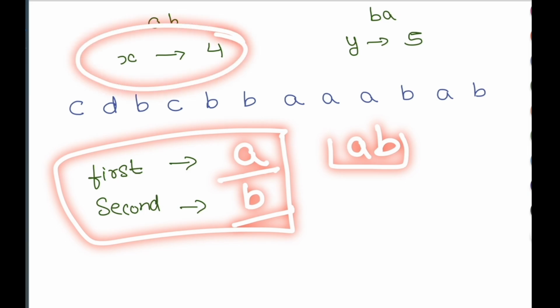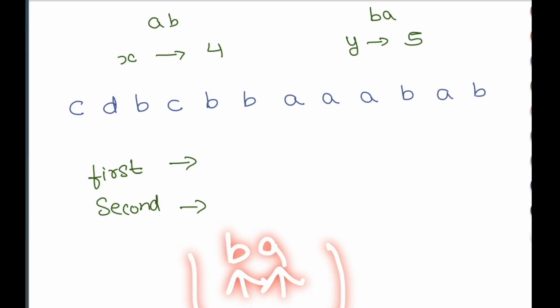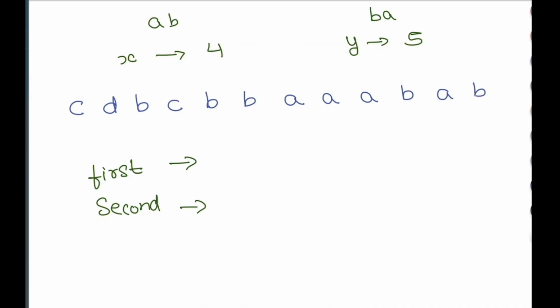When the value of X is more, then this will be the case. But in this scenario, we have the value of Y, which is more. It means we first need to remove BA, right? Our first character is B, second character is A. This is our substring which we need to remove from this string. After we have removed all the BA, then we will try to remove the AB.